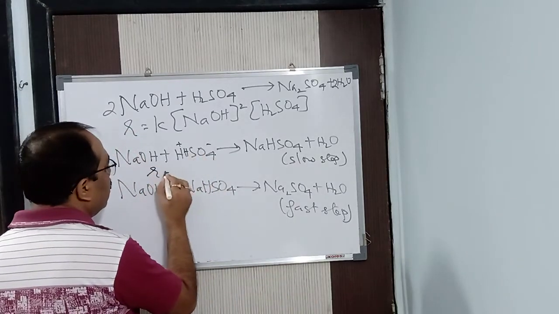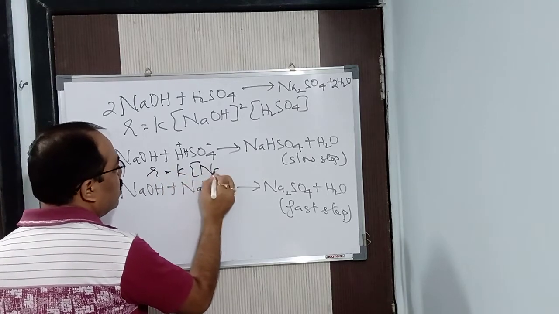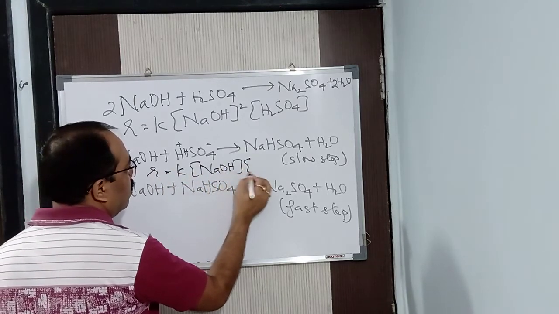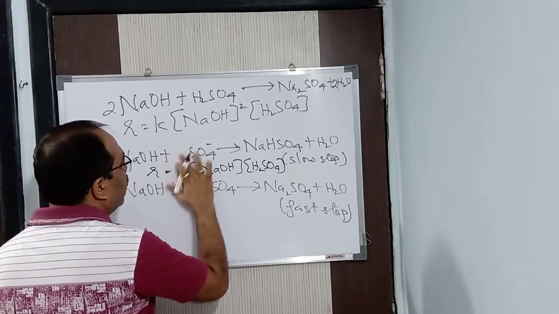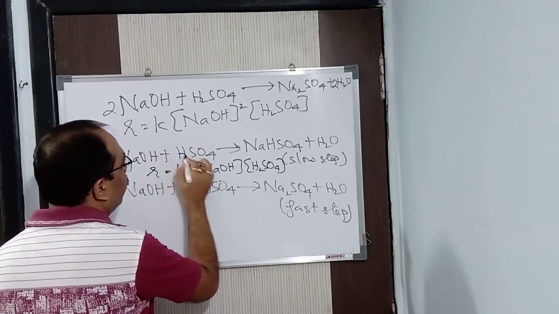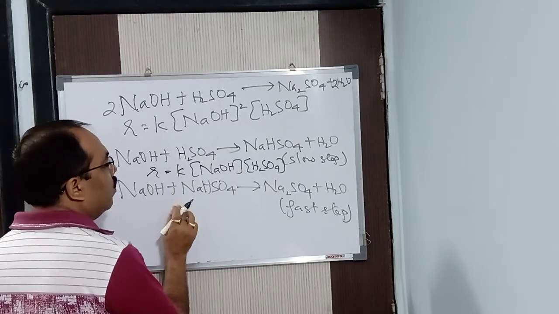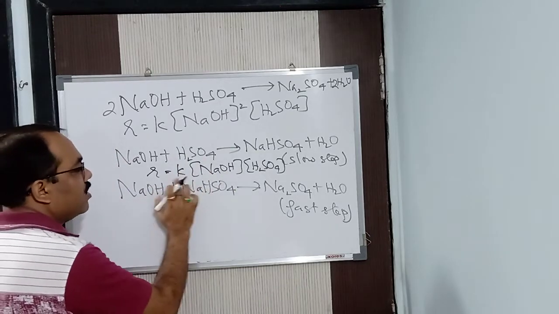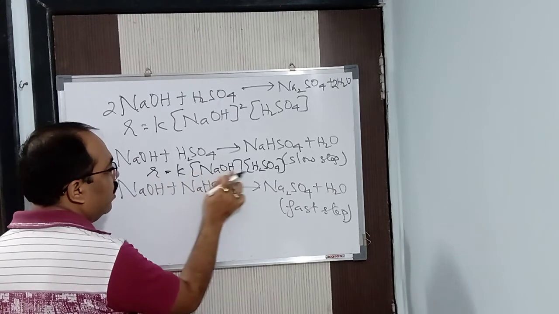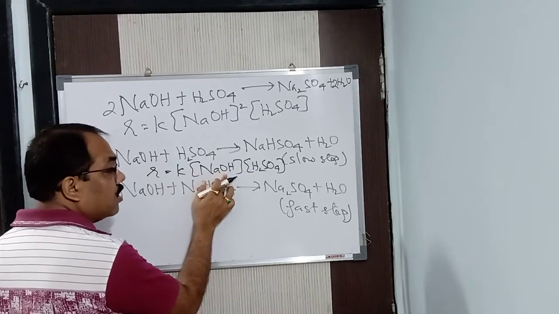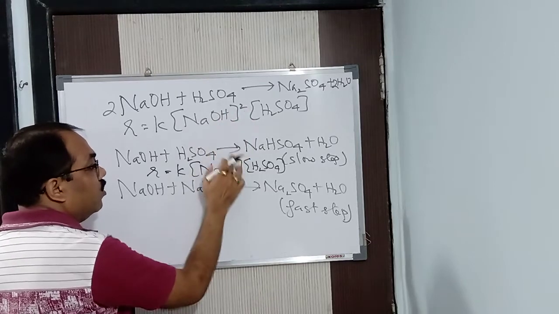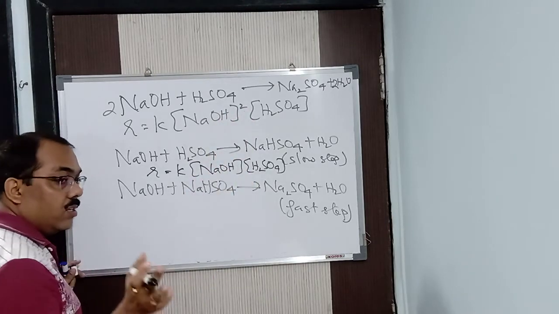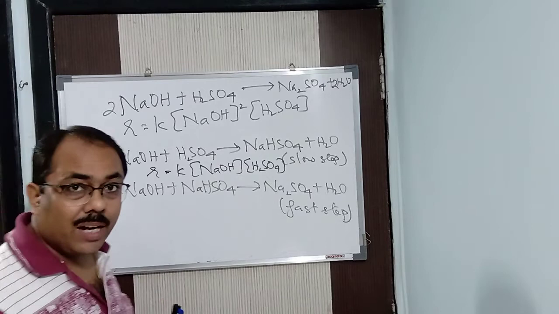So R is equal to K into concentration of NaOH into concentration of H2SO4. Alright, so what is the rate now? R is equal to K into this. This is the actual rate. And what is the rate you see here? This is not the actual rate. Here NaOH to the power 2, here NaOH to the power 1. So it is differing, theoretically and practically.